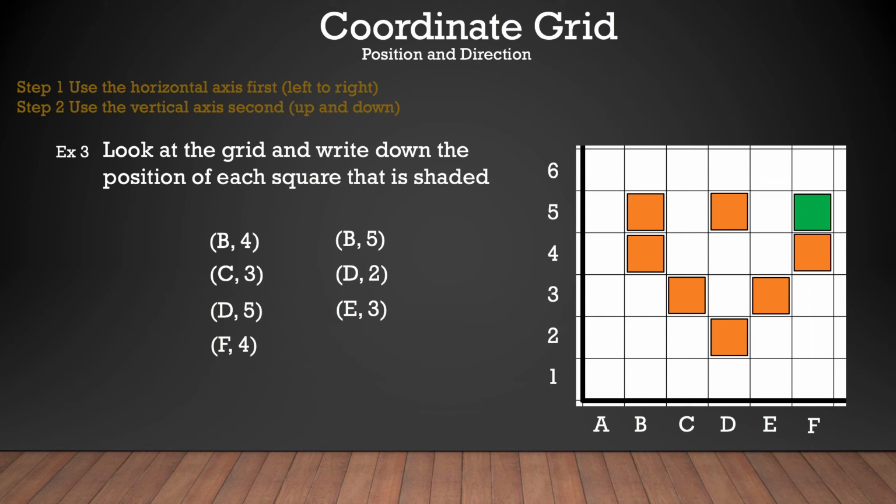And then finally, we can go straight down from the square and land in F, and then go straight across to 5, and you get F5 for your last square. And there is the location of all of those squares, and we are done with this question. Okay, and there we have it.